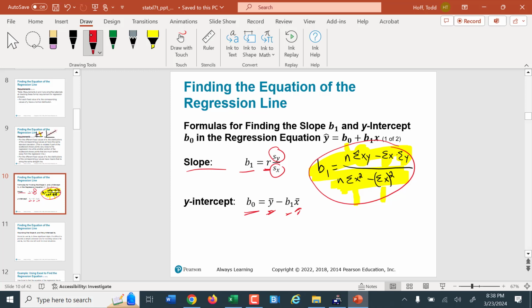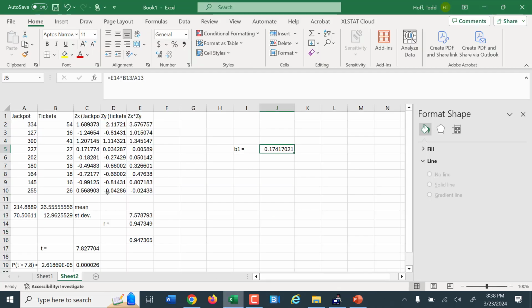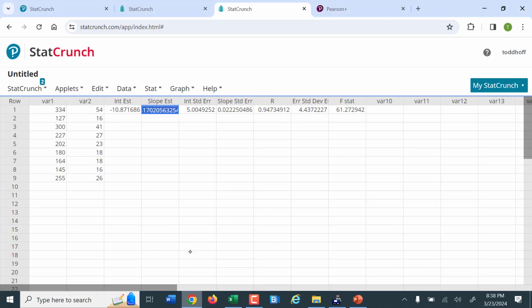So let's find that over here. This is our mean, so B0 is going to equal the mean value of y, which is this value right here, minus B1 times the mean value of x, which is this value here. That gives us negative 10.871. If I go to StatCrunch, that was the value given right here, negative 10.871, the estimate of the intercept.